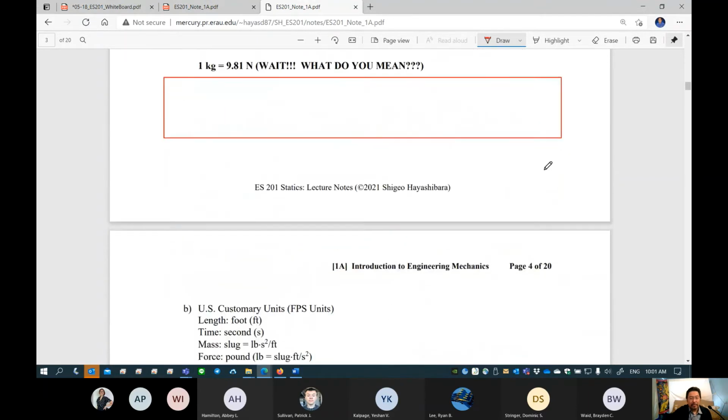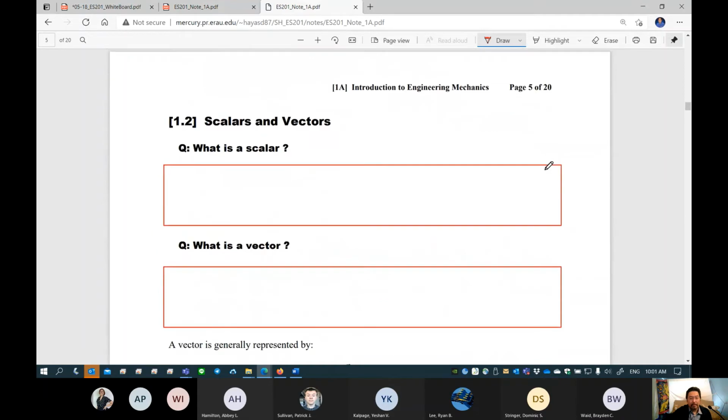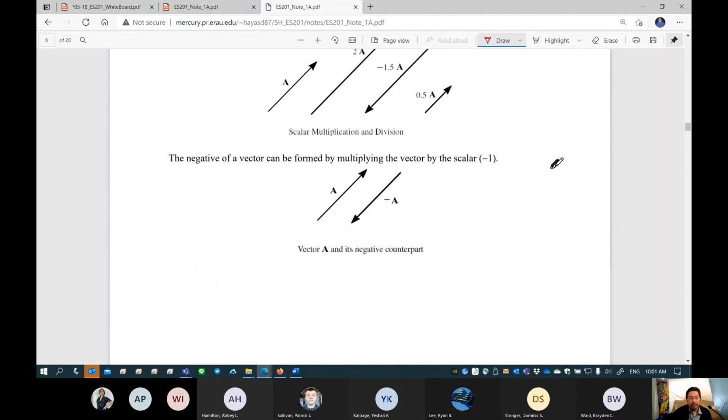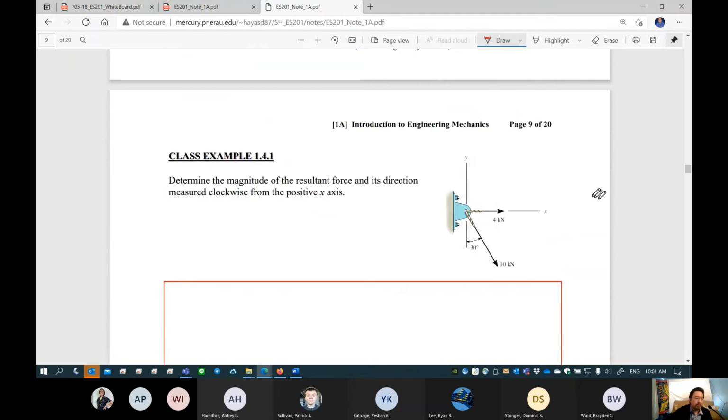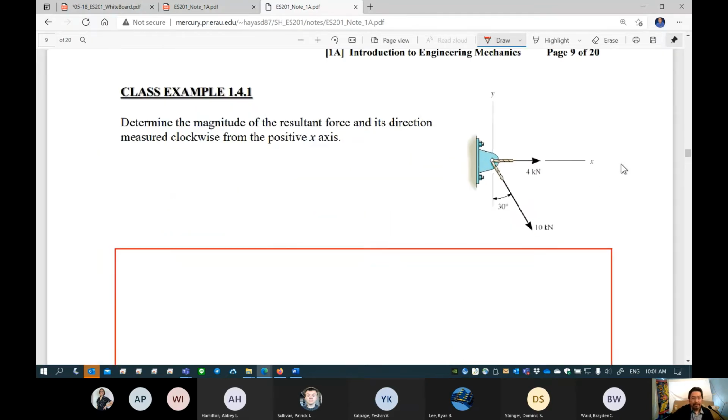And then also, if you scroll down more, you are going to see class example problems. This is class example 141. I'm going to actually solve this class example problem. You can of course take your own notes by yourself, either digitally or on a piece of paper. Either way is fine.